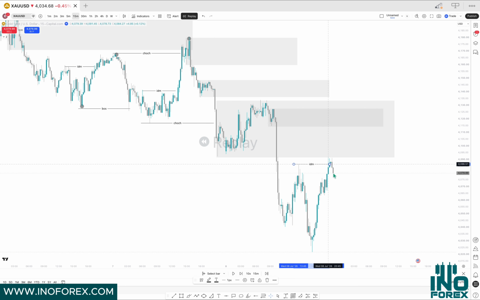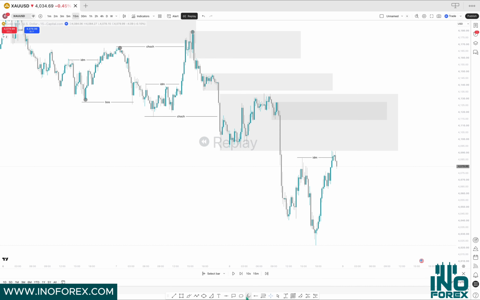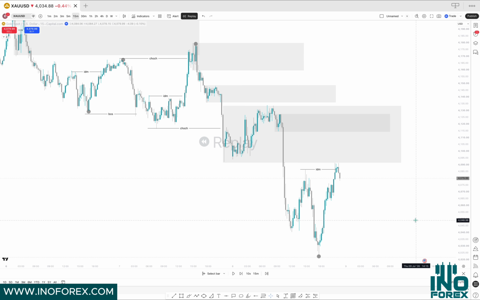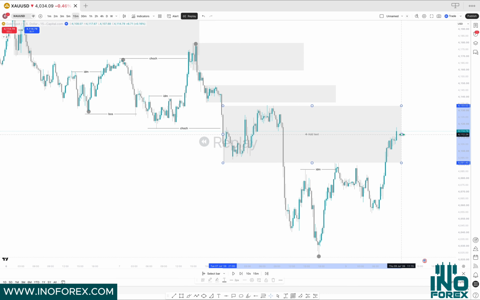As you see, market takes inducement. After market takes inducement, we mark a lower low. This is a lower low. As I told you, after market takes inducement, we are going to wait market to mitigate order flow before we take the trade. So as you see, market mitigate order flow.